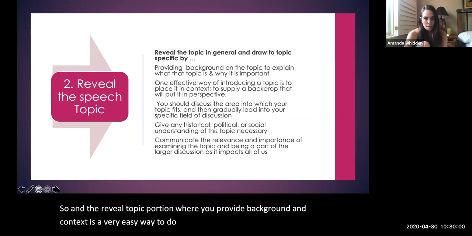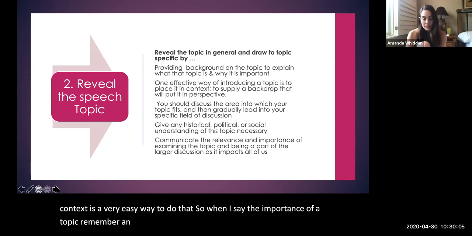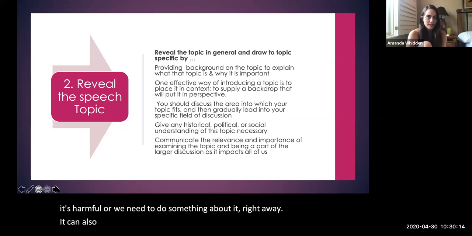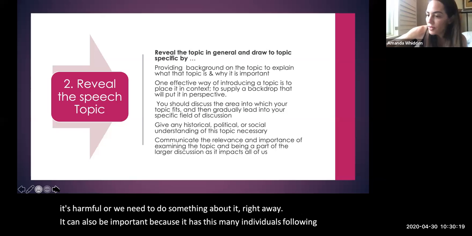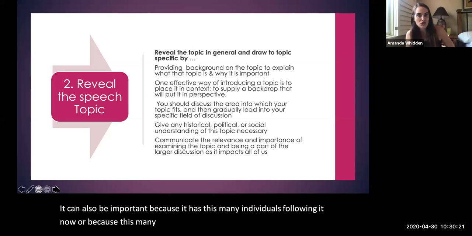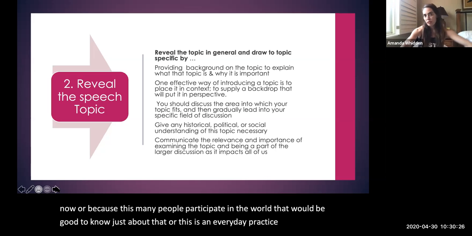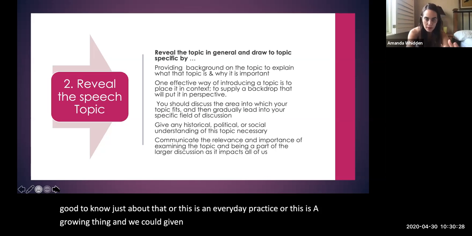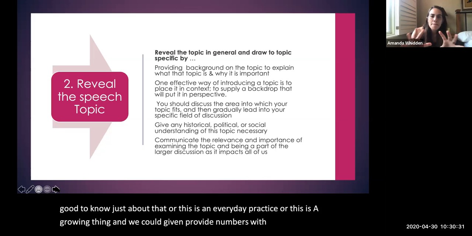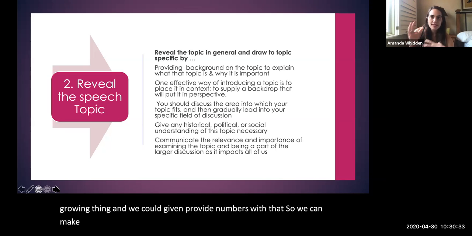So when I say the importance of a topic, remember, an importance can be things like its relevance in society. It doesn't have to be important because it's bad or because it's harmful or we need to do something about it right away. It can also be important because it has this many individuals following it, or because this many people participate in the world, and wouldn't it be good to know about that, or this is an everyday practice, or this is a growing thing, and we can provide numbers with that. So we can make clear its relevance in society.